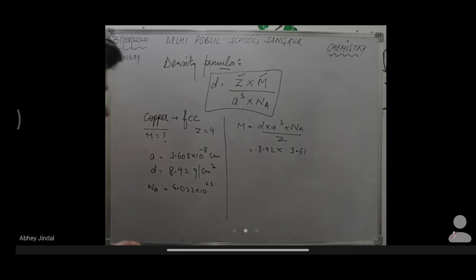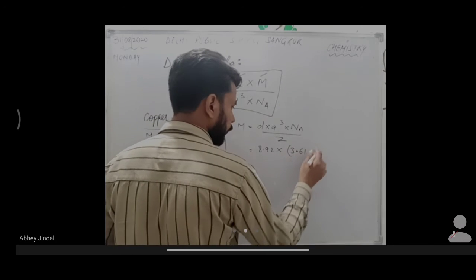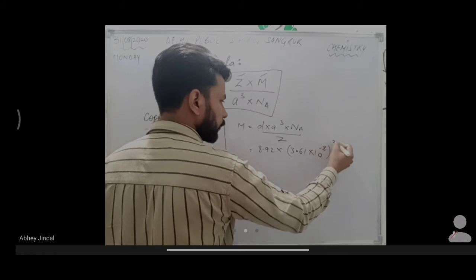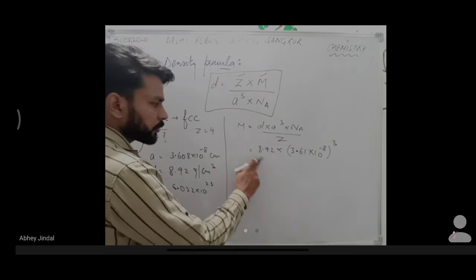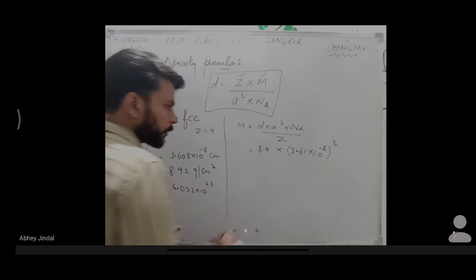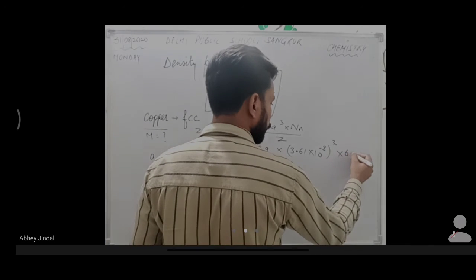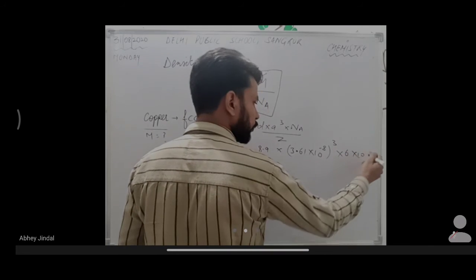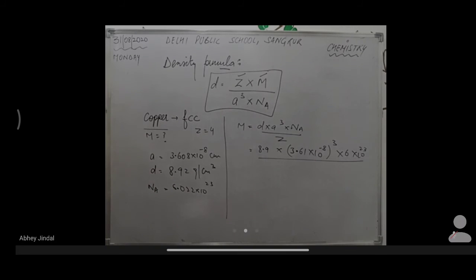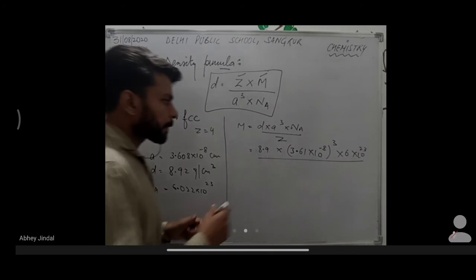Because of rounding off, I will take it as 3.61 into 10 raised to the power minus 8, whole cube. This can also be rounded off to 1 decimal place. 8.92 you can write as 8.9, into 6.022, which will be taken as 6 only, into 10 raised to 23. So take rounded off figures for the calculations, up to 1 decimal place minimum or 2 decimal places. If the given figure has 3 decimal places, then you have to round off to 2 decimal places only.